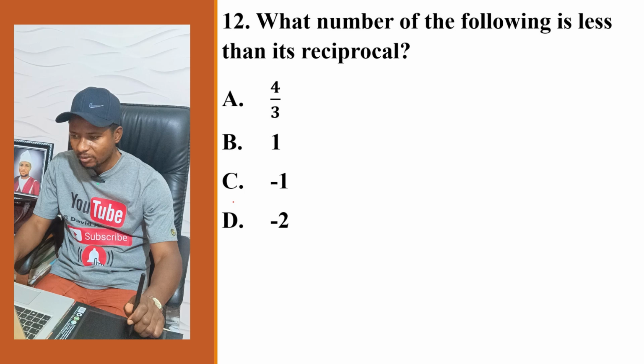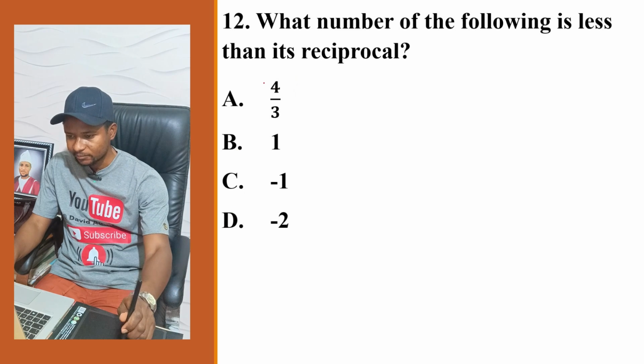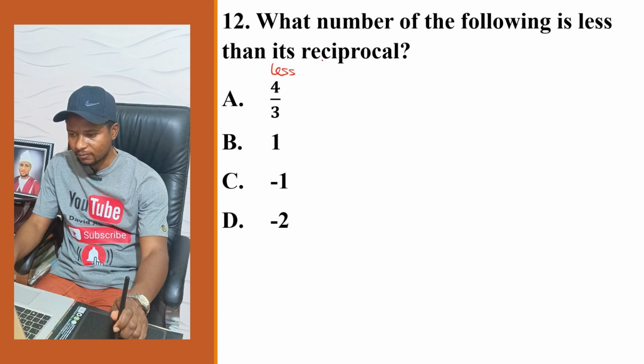Moving on to number 12. Which of the following numbers is less than its reciprocal? So we're looking for when a number is less than its reciprocal, in the set of numbers they gave us. Okay, so the reciprocal of 4 over 3 is 3 over what?